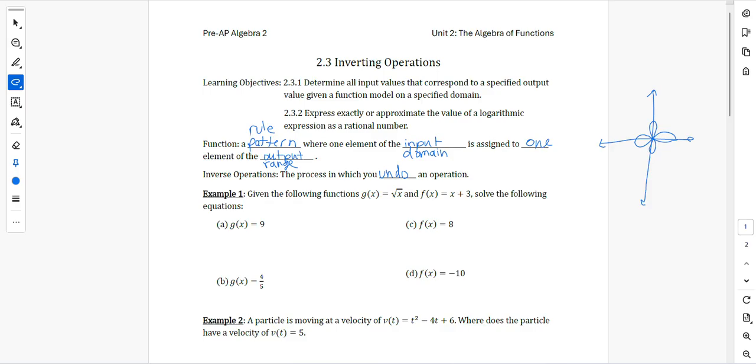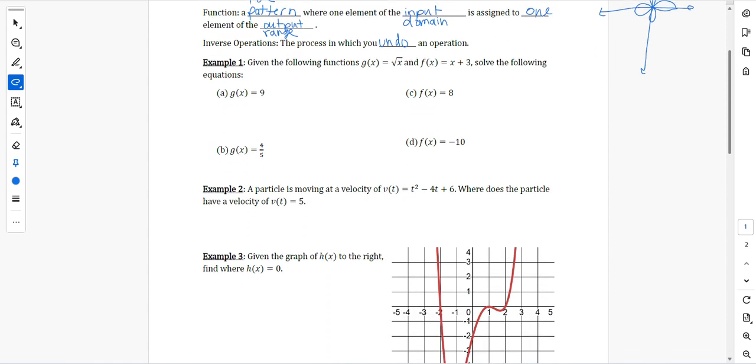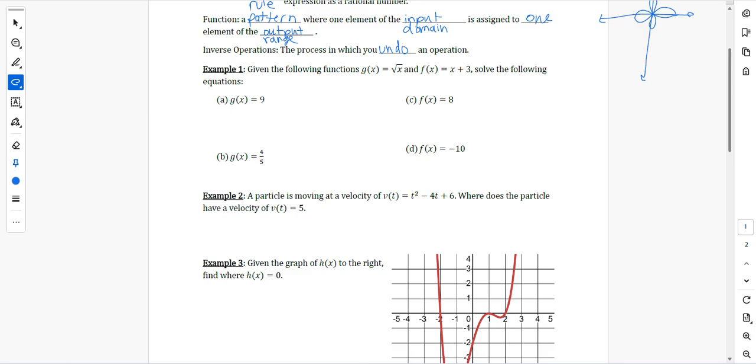Okay. So we're going to see some basic ones today. We're also going to look at some things with a graph, and then we'll get to what in the world is a logarithm. Okay. And we'll also talk about logarithms in Unit 3 as well. So, all right. So, example 1. Given the following functions, g and f, so I've got a square root function and a linear function. Solve the following equations.